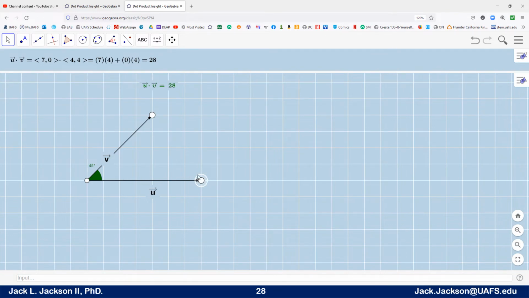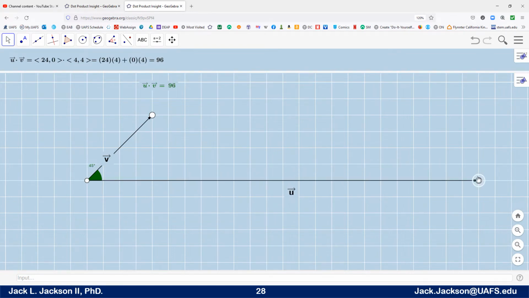So this vector is actually 7 long, and this one is just the x component going in this way, 4 times that 7 is 28, right? Because that 0 times the second component is not going to add anything to that. But the main thing is, notice that the longer this gets, the bigger the dot product is going to be.